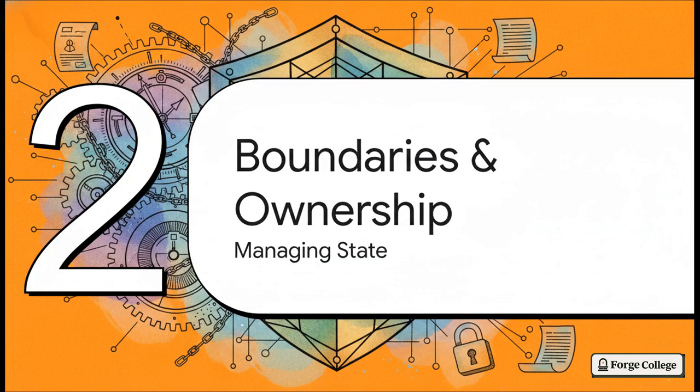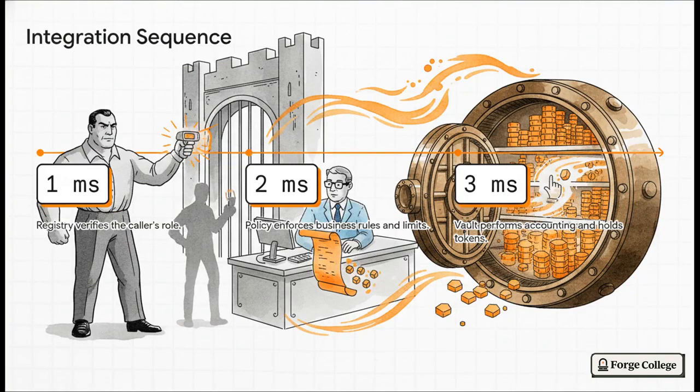Boundaries and state ownership. In Web3, clear authority and perfect timing aren't just nice-to-haves, they are literally everything. To really picture this, imagine a high-security bank. Your registry module, that's the burly bouncer at the door. The policy module is the strict teller, and the vault is, well, the vault holding the actual funds.